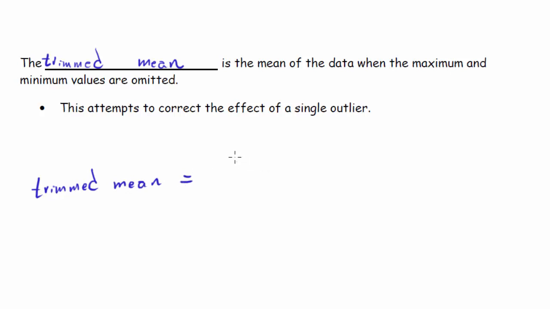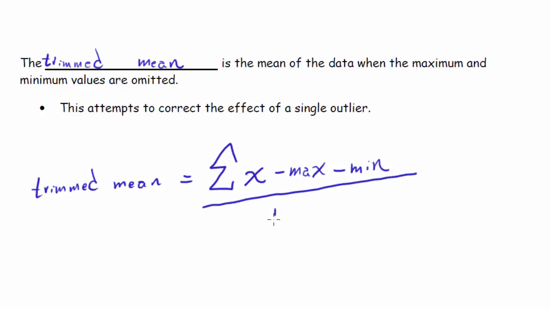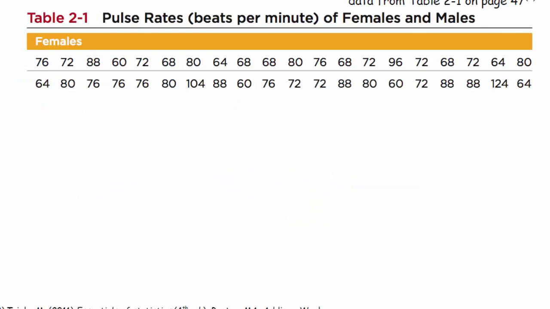So for our trimmed mean, I'm going to add up all my values like I did before, but now I don't want to consider the maximum or minimum. So I'm going to subtract off the maximum and subtract off the minimum, and then instead of dividing by the total number, remember I threw out the max and the min, so I'm going to divide by 2 less than the number, because I don't want to consider the 2 that I threw out. This trimmed mean attempts to correct for the effect of a single outlier. I throw out my largest value, throw out my smallest value, and then take the mean of the remaining values. Next I want to look at how we might use the calculator to find some of these measures of center.